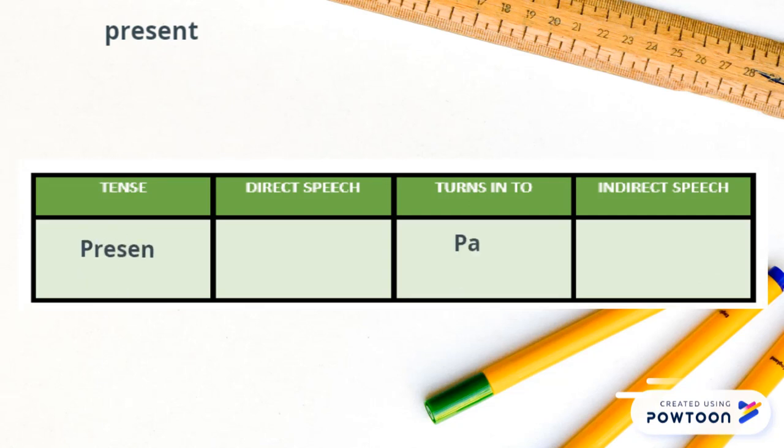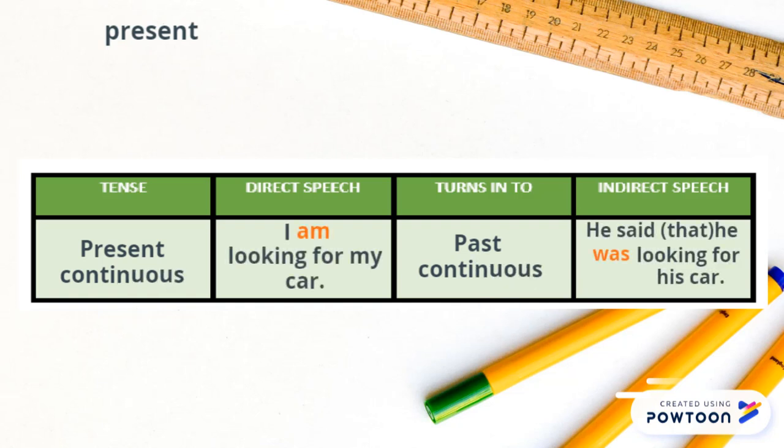Again, the direct speech turns into indirect speech. Now we have the present continuous turns into past continuous. The direct speech is, I am looking for my car. "Am" is in orange. Check it. Indirect speech, he said, that is in parentheses, he was looking for his car.